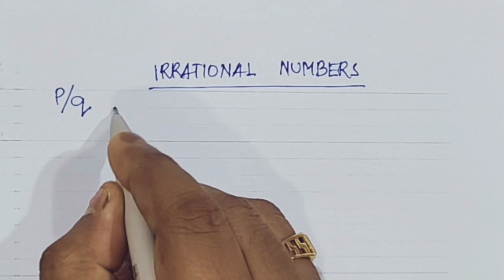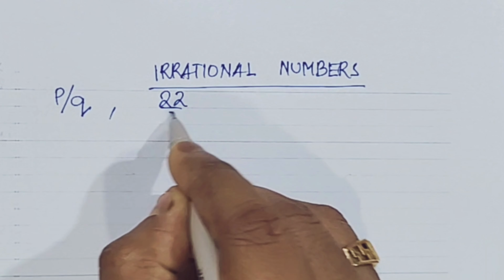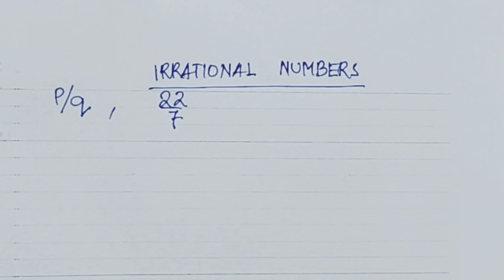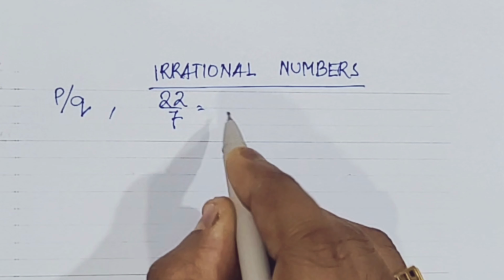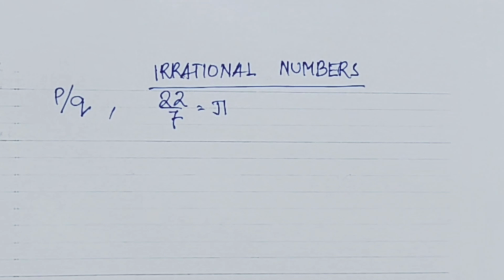Now, there are exceptions, like 22 by 7. It has a very special notation, pi. This is in the form of p by q, but is an irrational number. Now, other than that, all the other criteria of being irrational numbers are followed by this value pi.